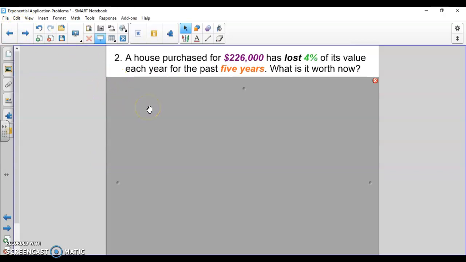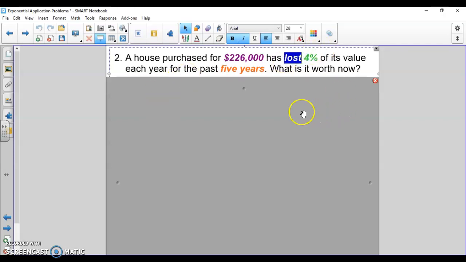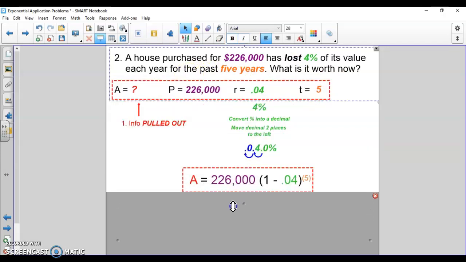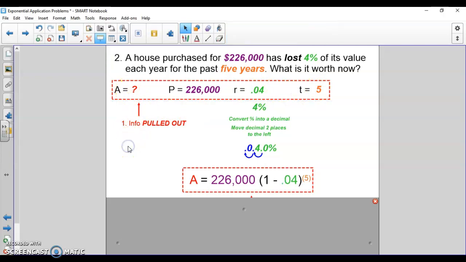We have more given to us here. A house purchased for $226,000 has lost 4% of its value each year for the past 5 years. What is it worth now? We are losing value. So that means we look at the subtraction portion of the problem. We started with a house value of 226,000. Our percent rate is 0.04. It's over 5 years. I want to know what the value is after 5 years.